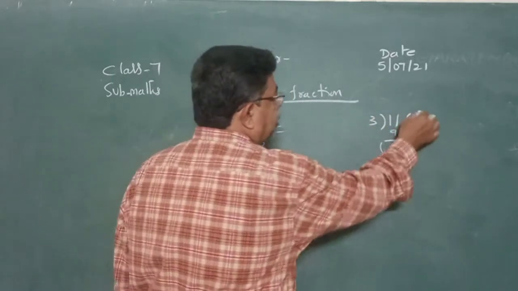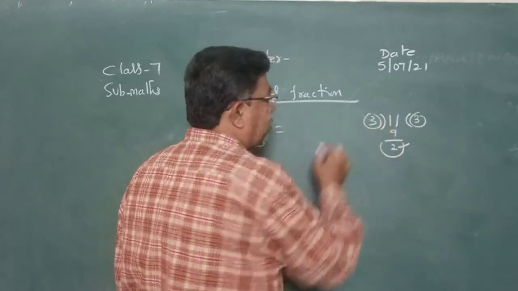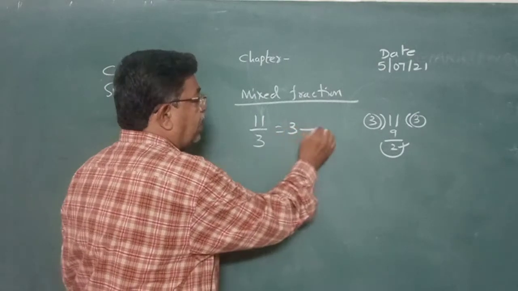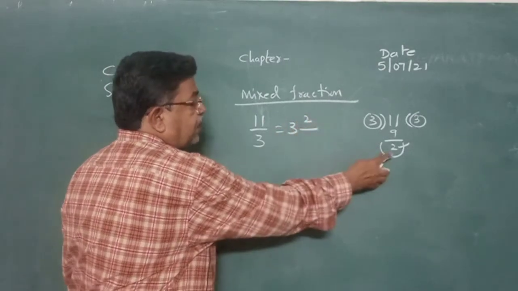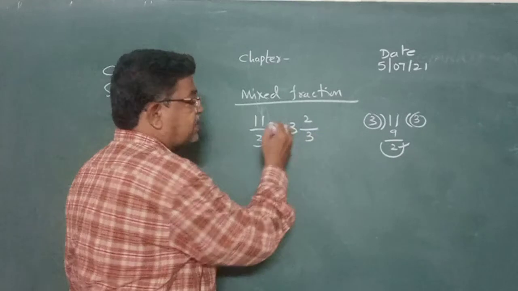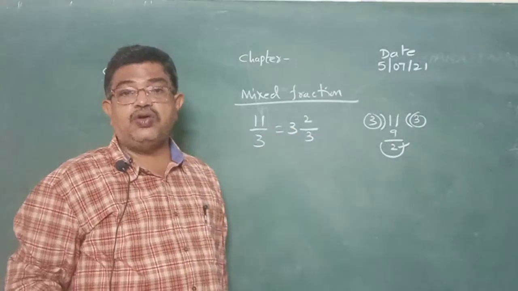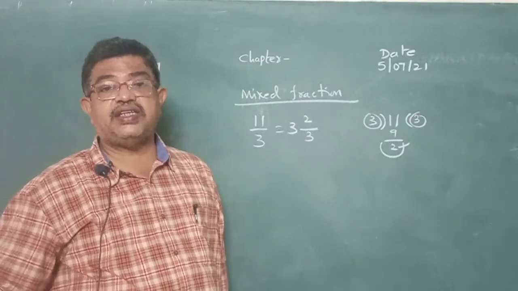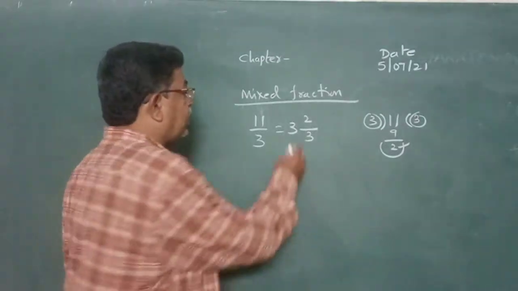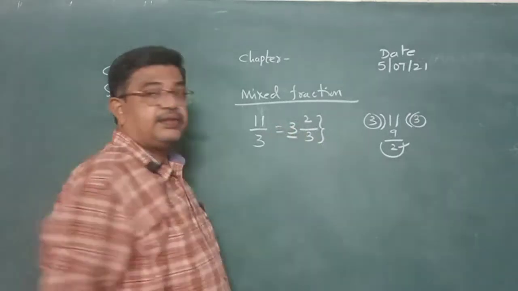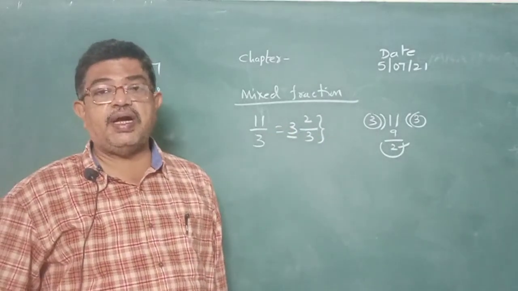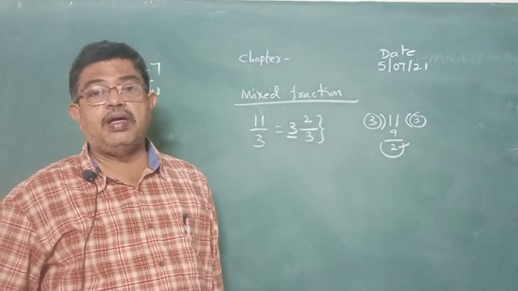Now this quotient, remainder and divisor are put together to write a fraction. What is the quotient you got? 3. And what is the remainder you got? 2. Write that 2 as the numerator and the divisor as the denominator. Now you got a new fraction, 3 2 by 3. This 3 2 by 3 is also a fraction consisting of a whole number and a proper fraction. So what is a mixed fraction? A fraction consisting of a whole number and a proper fraction is called a mixed fraction.